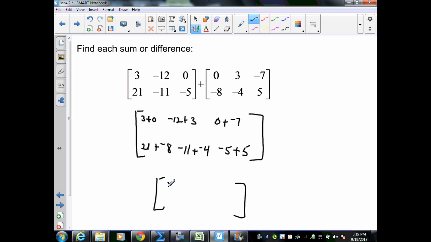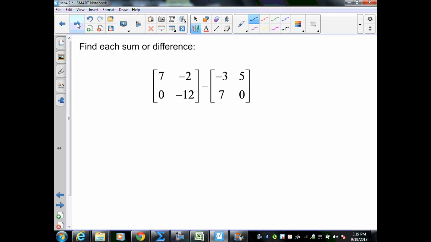Now just perform each operation in each expression. 3 plus 0 is 3. Negative 12 plus 3 is a negative 9. 0 plus a negative 7 is a negative 7. 21 plus a negative 8 is 13. Negative 11 plus a negative 4 is a negative 15. And a negative 5 plus 5 is 0. From now on, we'll just go from this step to this step. But if you need to perform this step, please do so.